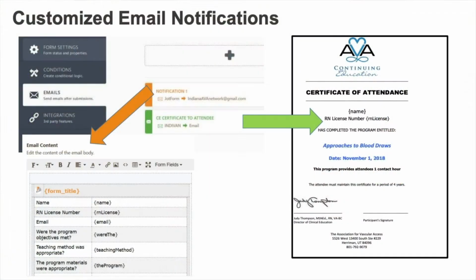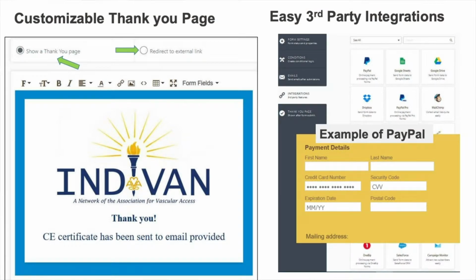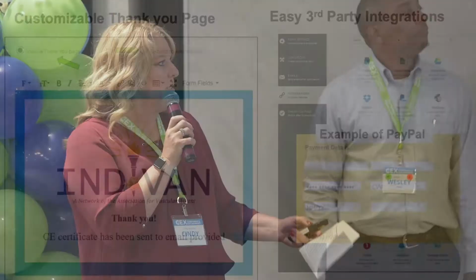The customized notifications, you can set up notifications to come to you or anybody you want to when something is submitted, as well as you can customize what the submitter or the member sees. We actually have started using it for our continuing education credits. They complete the online evaluation form, and then they actually get their certificate automatically. So customizable thank you pages or redirects, easy third-party integrations.